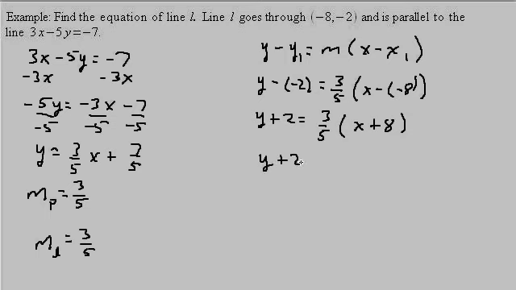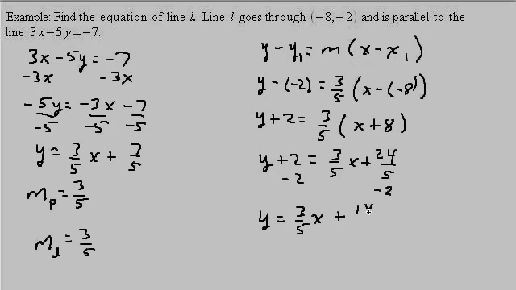y + 2 = 3/5 x + 24/5. So I subtract 2 from both sides. I get y = 3/5 x + 14/5. And there's the equation of my line. And that's all for slope-intercept form.